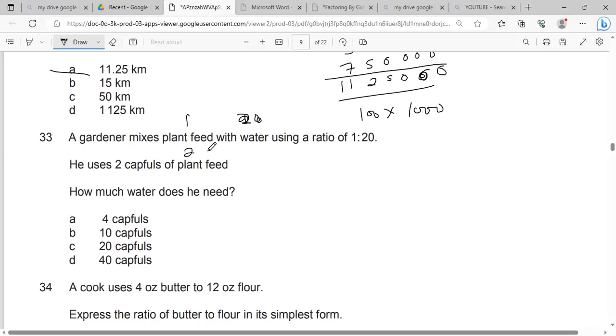So this is 2, so we multiply 20 times 2. Because remember, when you break it down, you're supposed to get the same thing, so it will be 40. All right, let's move on to 34.